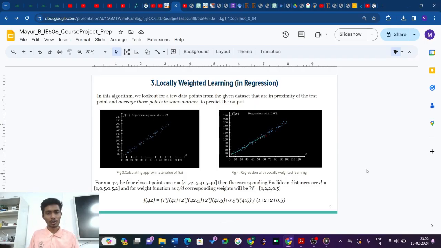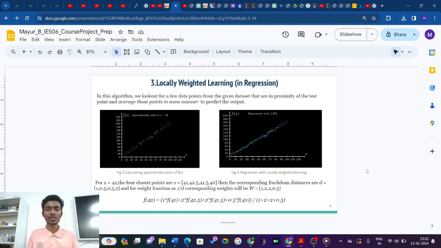Now I would like to discuss locally weighted learning. In locally weighted learning, in order to calculate the predicted value of a data point, we select a few neighboring data points, and then we calculate the weight for those neighboring data points using a weight function, which in this case is 1 by d. Once I calculate the weights, I will multiply the value of those weights with the actual value of those data points, and I will add them and finally get the predicted value of our initial data point. This process has been shown in figure 3.